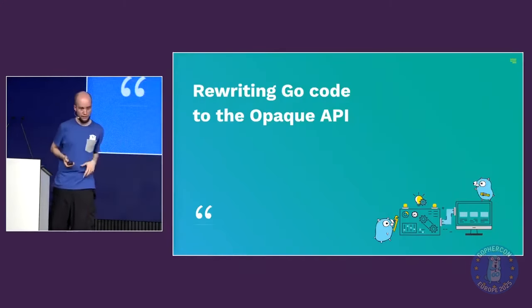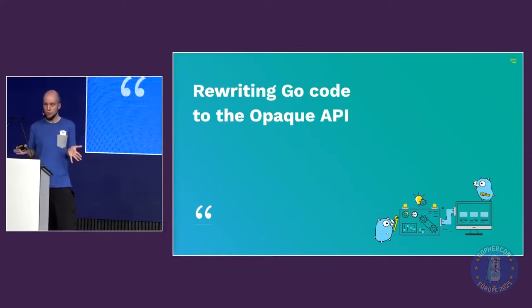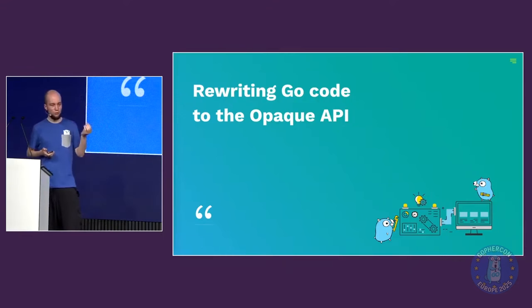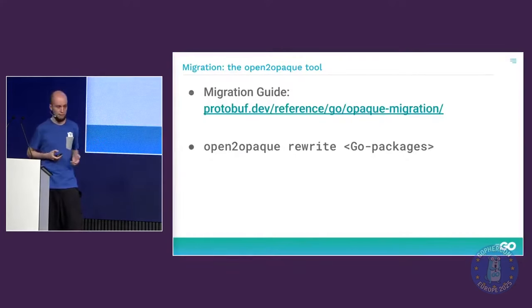But that's speculative. Now that you know what the Opaque API roughly is, let's start the third part of this talk, where I'm going to show you how to rewrite Go code to the Opaque API as an example for code rewriting.